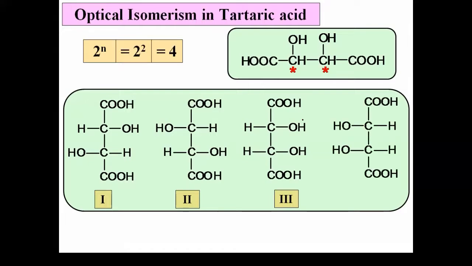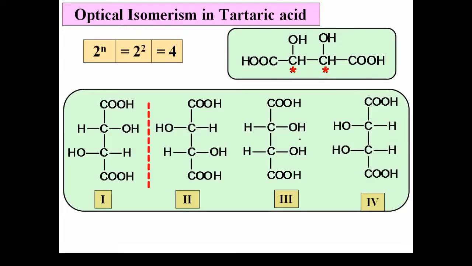Let us see one more possible stereoisomer, the fourth one. Here both the OH are shown at the same side, but they are present at the left hand side, while in the third, both the OH are shown at the right hand side. Thus, there are 4 possible stereoisomers for tartaric acid, having different arrangement of atoms or groups around the chiral center.